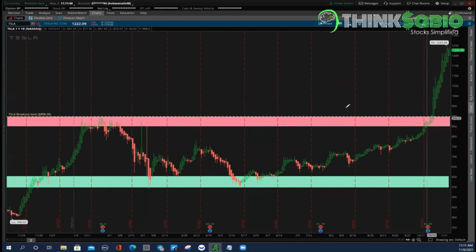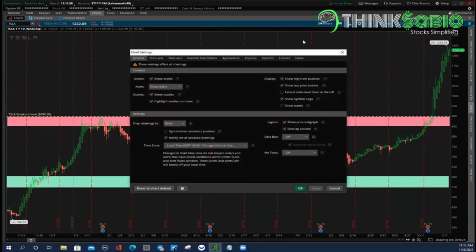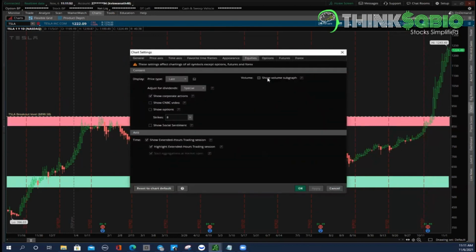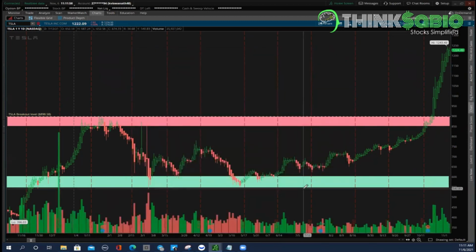Now, where is the volume? Okay, so I go to here, and then I go to equities. I go to show volume subgraph. There are many studies for volumes. We'll go there when we get to studies, right? Okay, so here, we entered here. Look at this bottom here. This is the volume. What is volume?